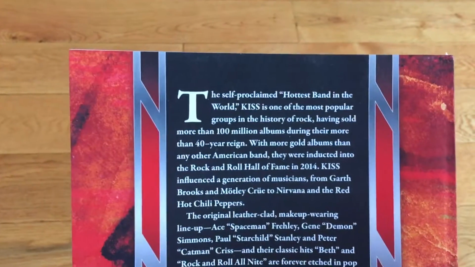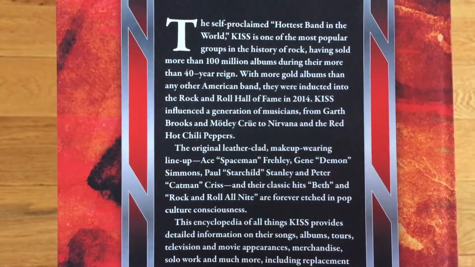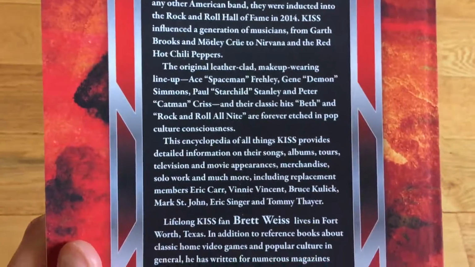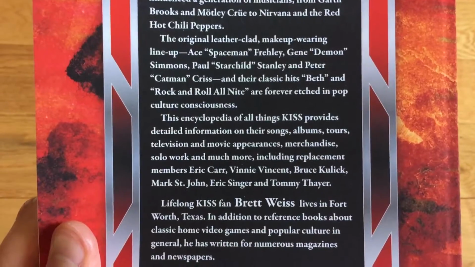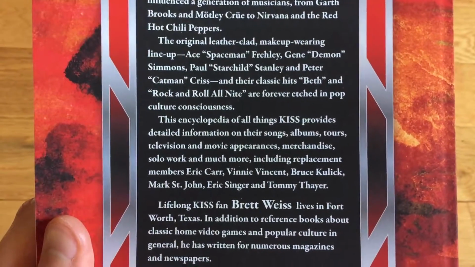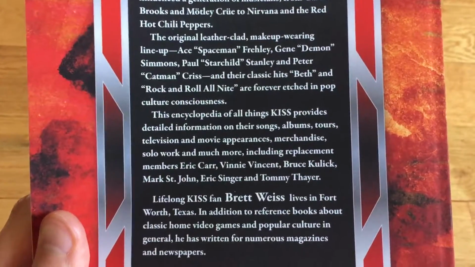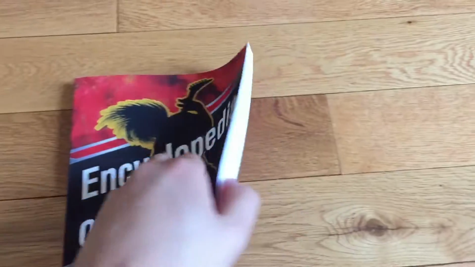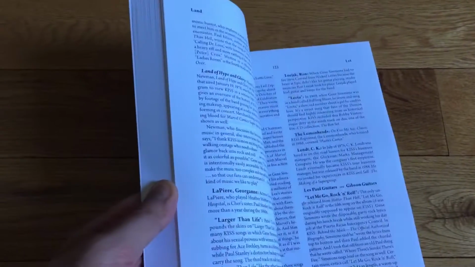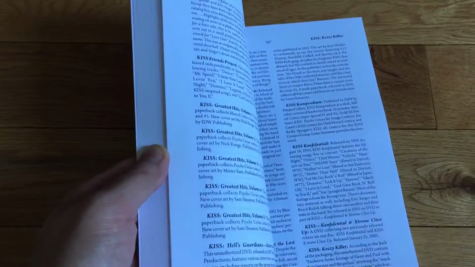And let me show you the synopsis on the back here so you can see what this book is all about. So as you can see, this is an encyclopedia of all things Kiss. That means the songs, the albums, tours, television and movie appearances, merchandise, and much, much more. And like an encyclopedia, you can page to whatever letter you like and find the piece of information you want.